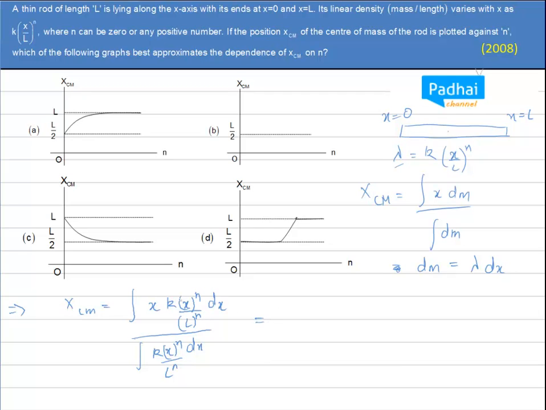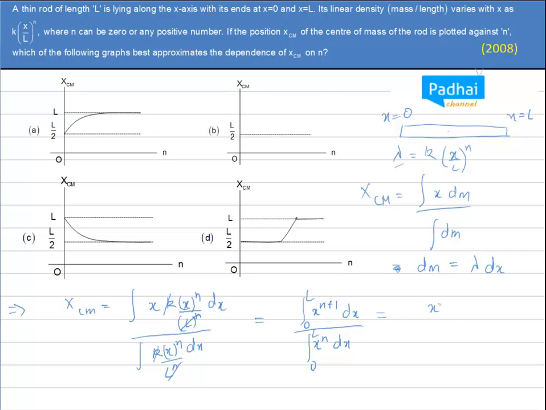So we can take out k by L raised to power n as common, which will cancel out from the numerator and denominator, because these are constants basically. So this will be integration of x raised to power of n plus 1 into dx divided by integration of x raised to power of n into dx, right? This will be integrated from 0 to L, and this will also be integrated from 0 to L.